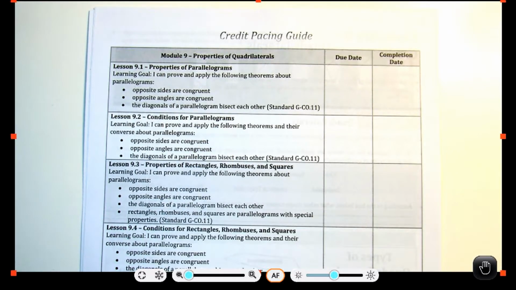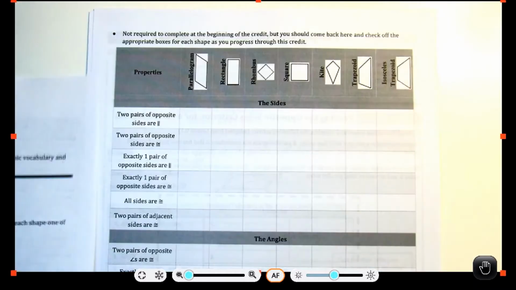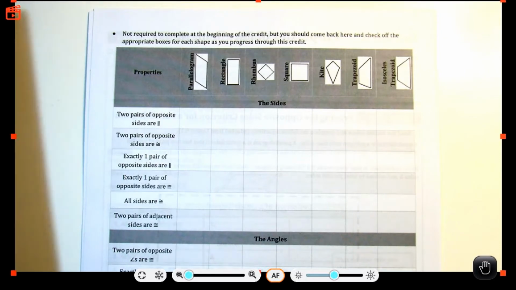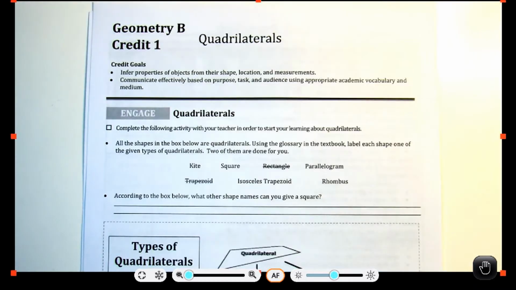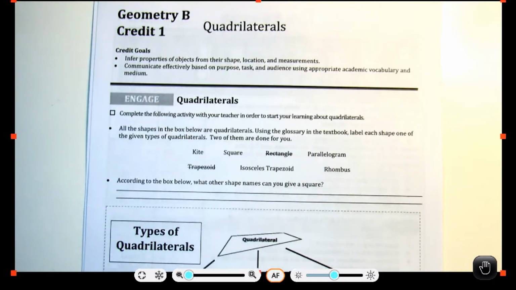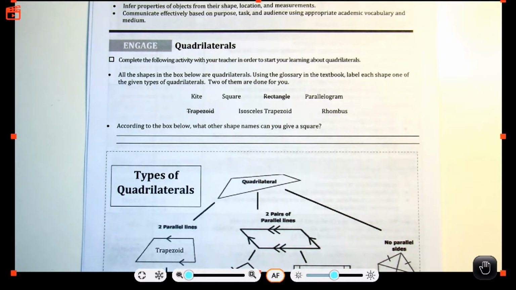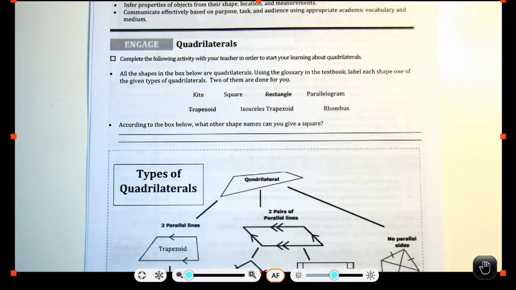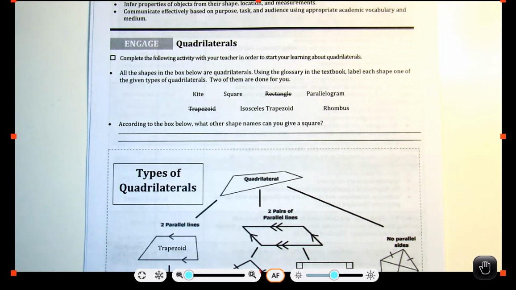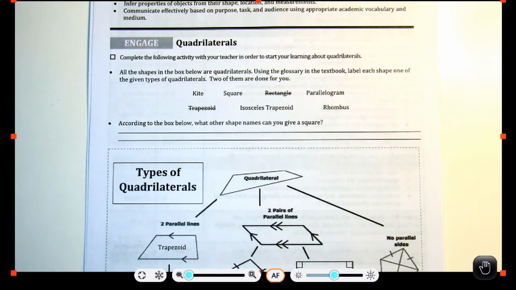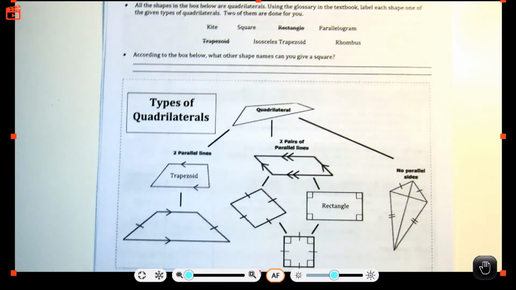So let's go to lesson 9.1, and we're actually going to look at this page really quick. So this is on page 8. Now, again, if you guys do not have the packet, do not worry. Just try to take notes on a separate sheet of paper. Do some drawings of different shapes that we're going to be talking about. But what I want to do is focus on this diagram below here.